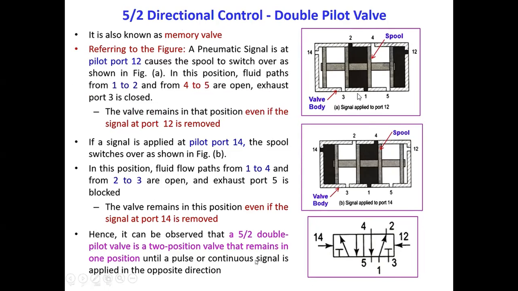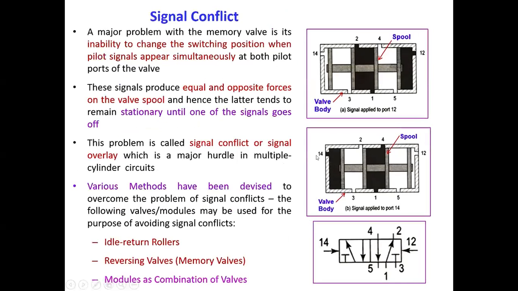Valve body, spool, valve body. It is also known as a memory valve. So a signal is applied to pilot port 14. The spool switches over as shown in this position, with flow paths 1 to 4 and from 2 to 3 open and exhaust port 5 blocked. The valve remains in this position even if the signal at port 14 is removed. Hence, the 5/2 double pilot valve is a two position valve that remains in one position until a pulse or continuous signal is applied in the opposite direction.